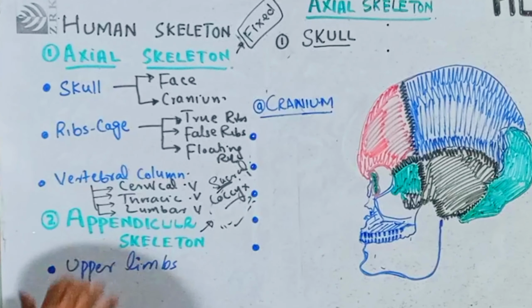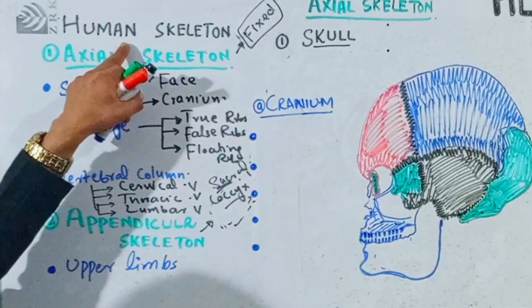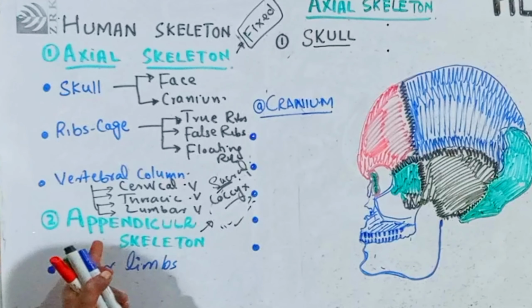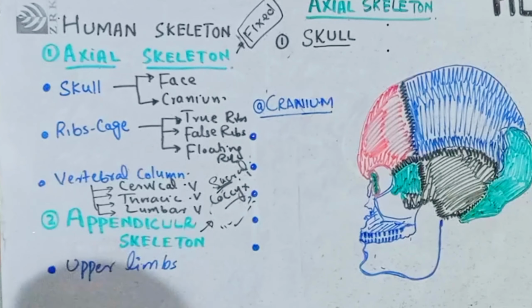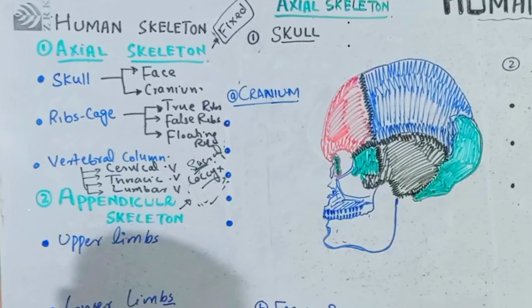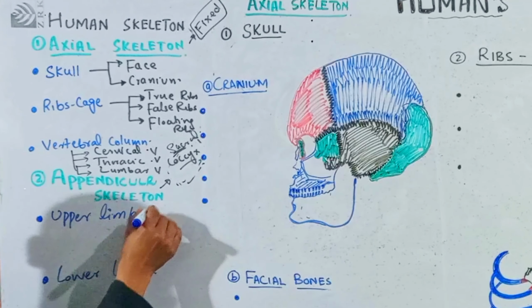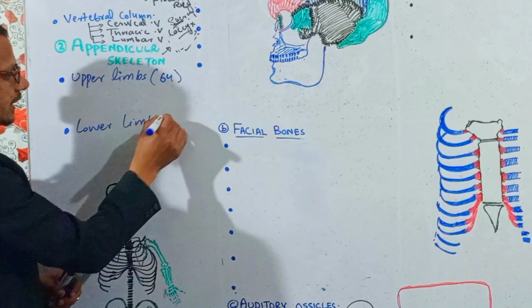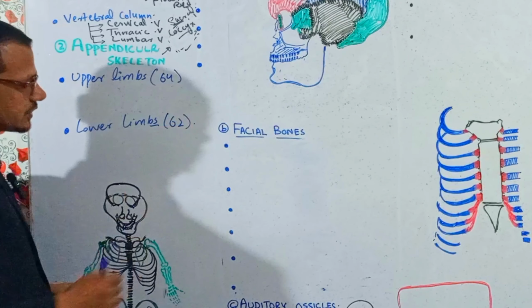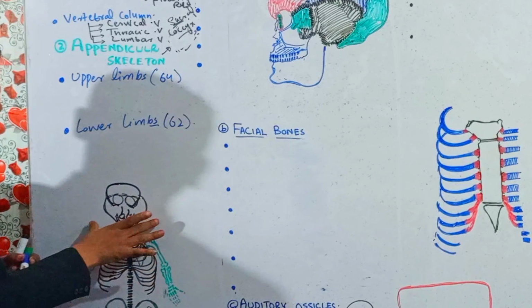The appendicular skeleton, which is suspended from the axial skeleton and is the movable part of the human skeleton, is composed of upper limbs and lower limbs. The upper limbs have 64 bones, and the lower limbs have 62 bones, right?